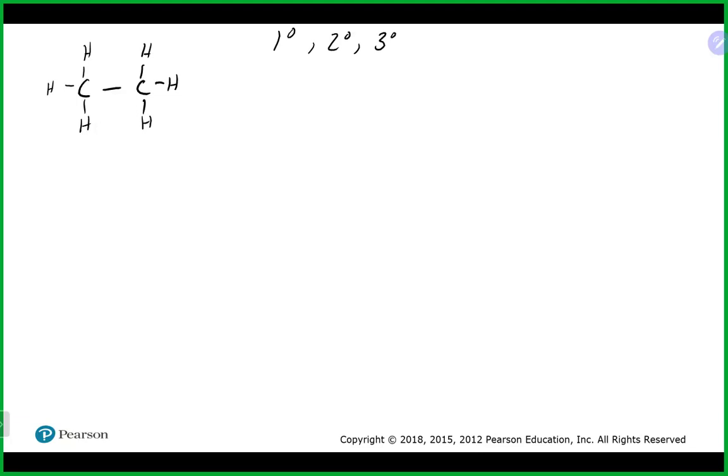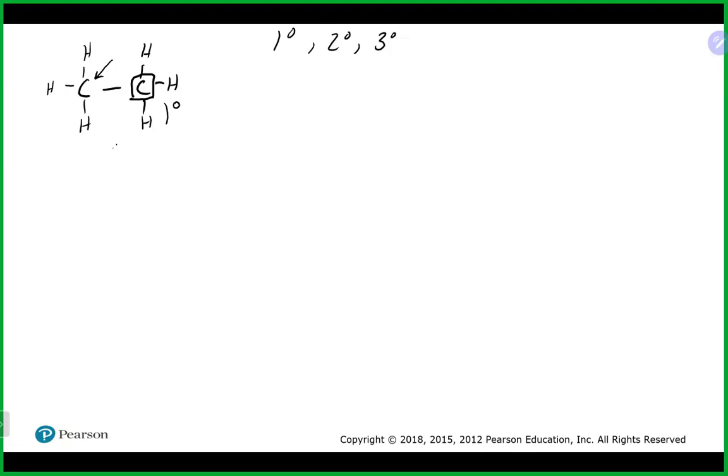Probably the easiest way to do this is: you just look at the carbon you're interested in. We'll just go with this guy. And basically, all you have to do is figure out how many carbons are directly attached to it. So in this case, there is 1 carbon directly attached to it. 1 means that carbon right there is a primary carbon, because it has 1 carbon attached to it.